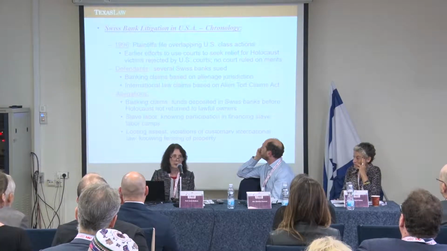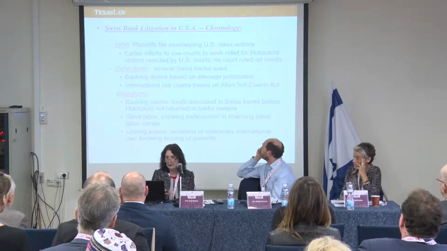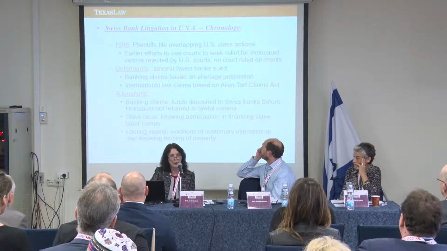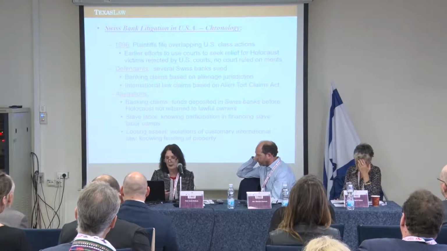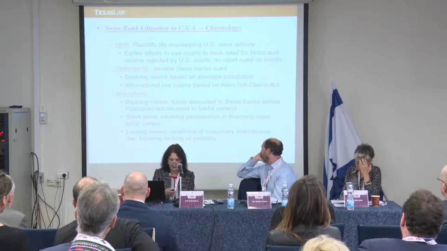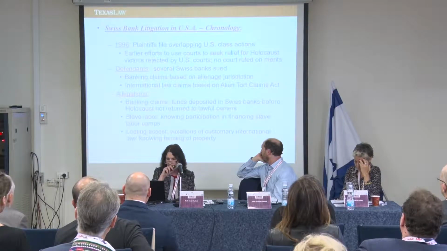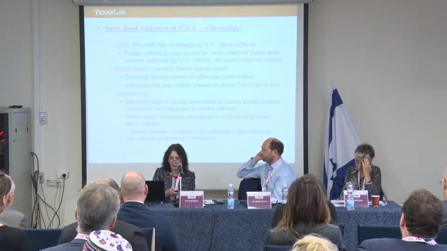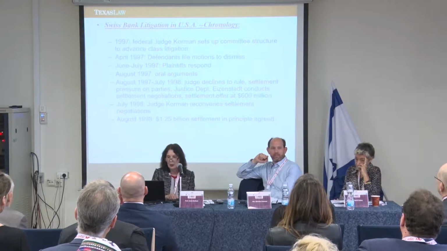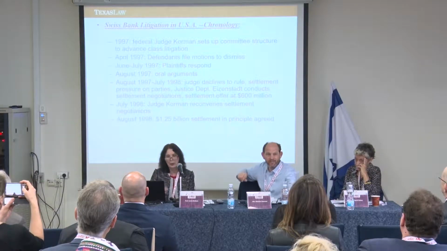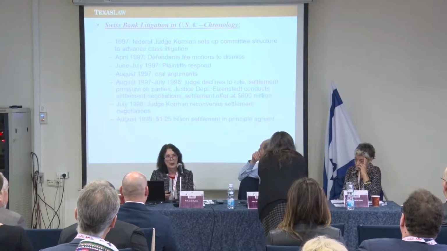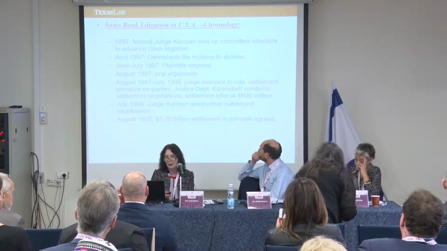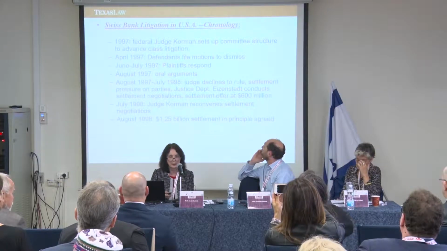This was brought, again, under the Alien Torts Claim Act. And again, this is the different types of claims that were brought. So there were banking claims, there were slave labor claims, and then there were looting assets claims, which is violations of customary international law. This is the chronology of what happened beginning in 1997. By August 1998, there was basically an agreement that was reached.